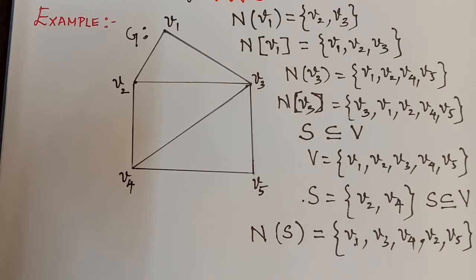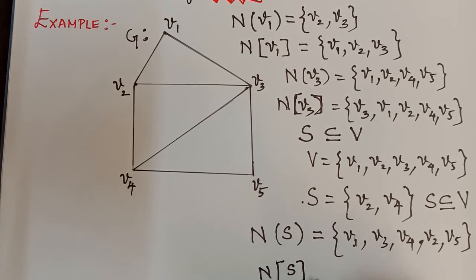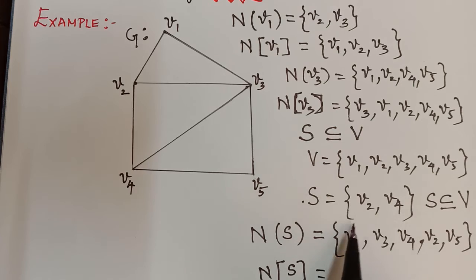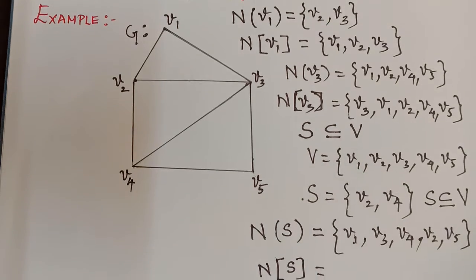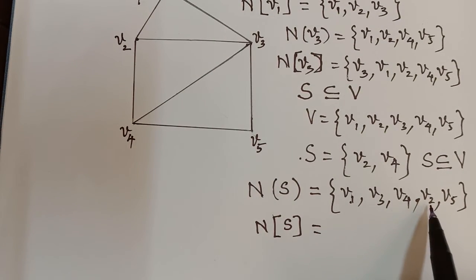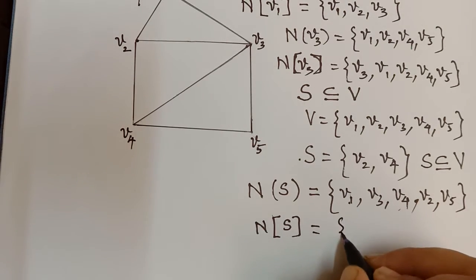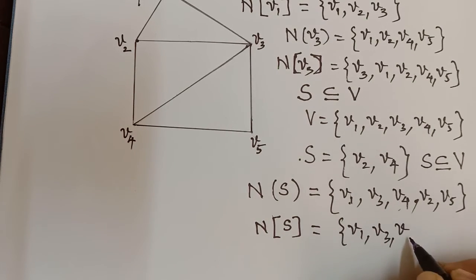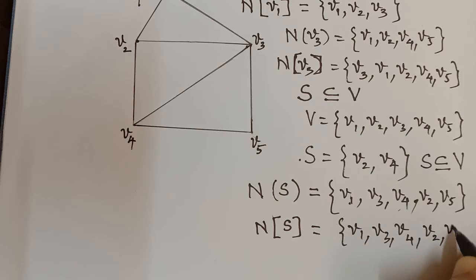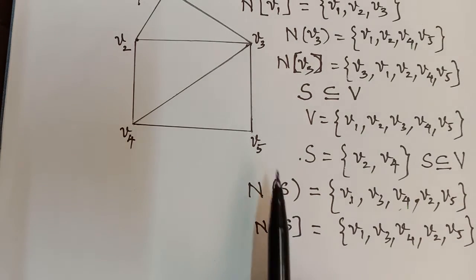So now the closed neighborhood will consist of the vertices of the set S also, that is V2 and V4. But because in this graph V2 and V4 were already adjacent to one another, we already have the vertices V2 and V4 in the neighborhood set. So for this particular graph, the open neighborhood set is the same as the closed neighborhood set. So this is the concept of neighborhood set.